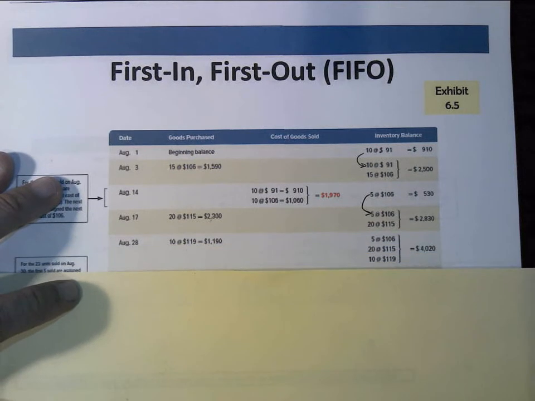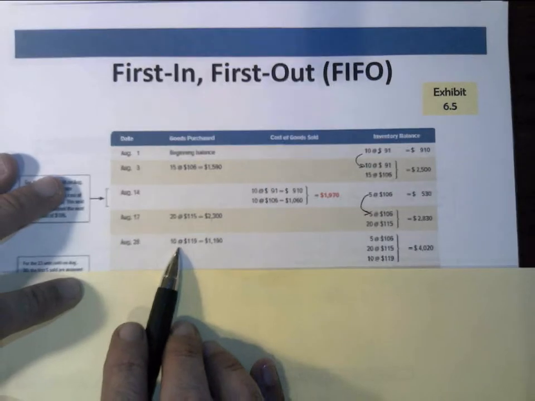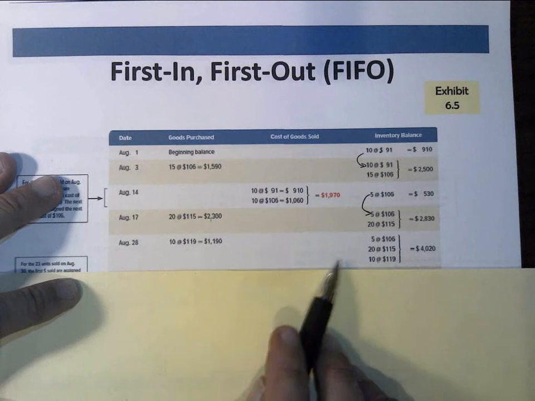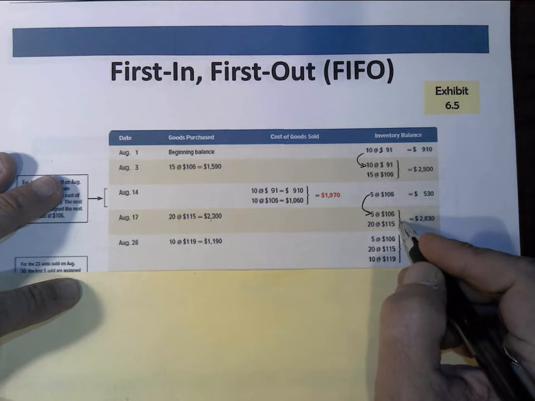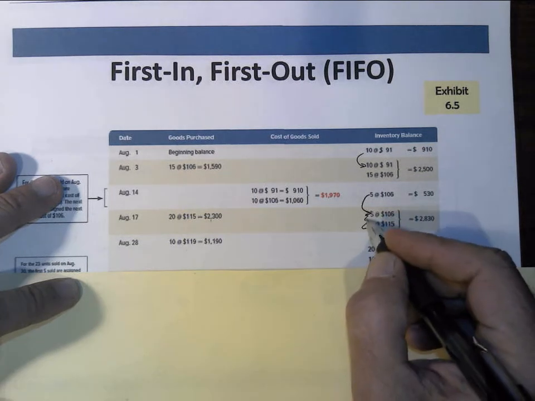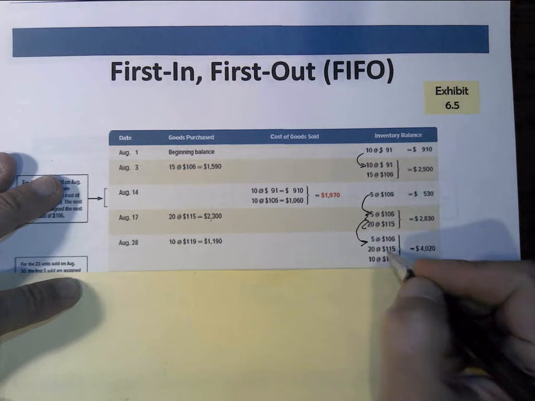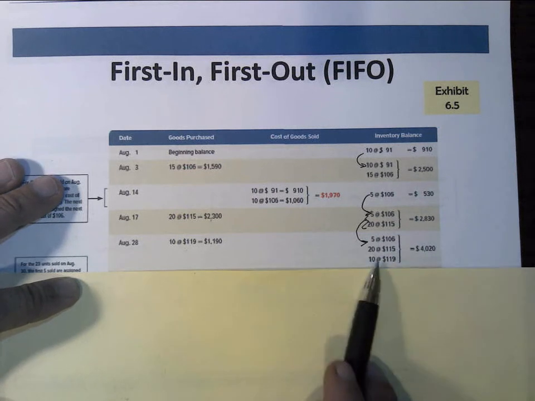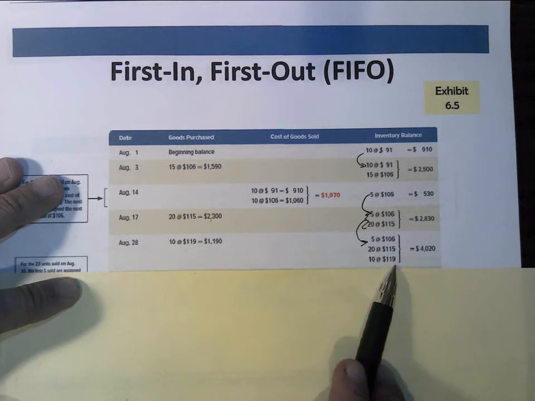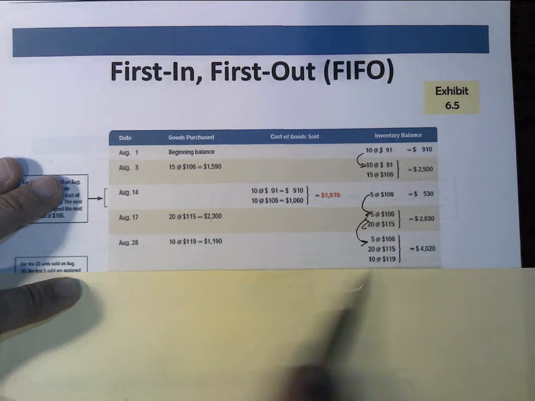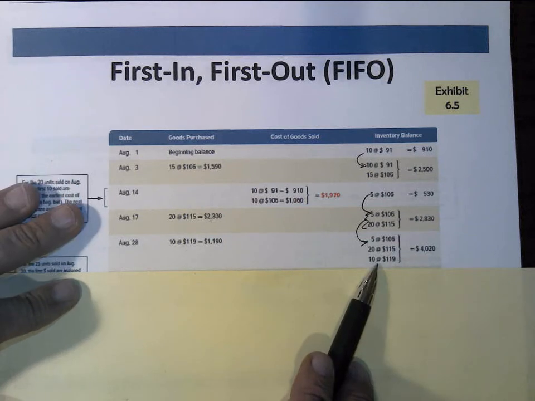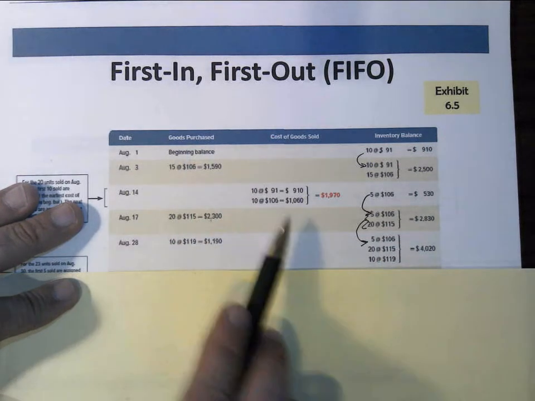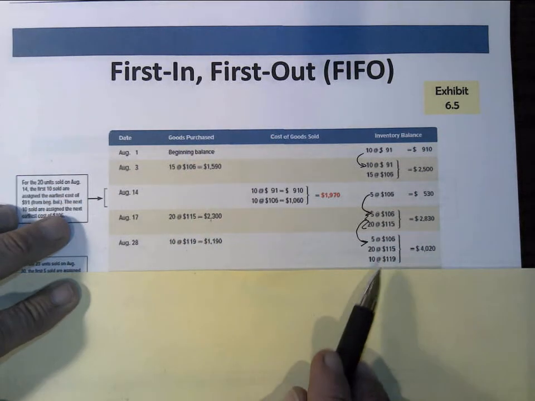Now, August 28th, I buy some more. So now look at what happens. I buy 10 at $119, right? But I still have both of those layers, and I take both of those layers and I bring them down. So I have 5 at $106, I have 20 at $115, and 10 at $119. The newest ones that I just bought come underneath. So now we have 3 layers, but the same rules apply: first in, first out, so that's what we're selling.